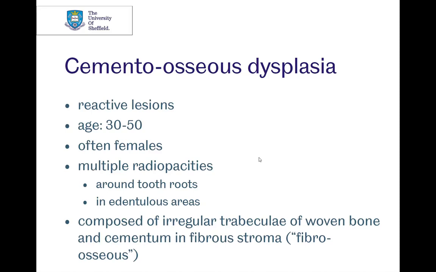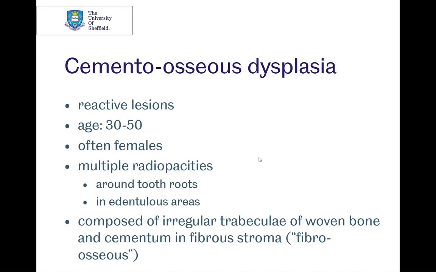Very often they're situated in an area of radiolucency, so there's a loss of bone, and then there's these radiopaque masses within that. And you can get it around tooth roots in a patient who's dentate, or even at times in edentulous areas. And histologically, they look like fibrous connective tissue, not really very inflamed, but with lots of trabeculae of woven bone within it.